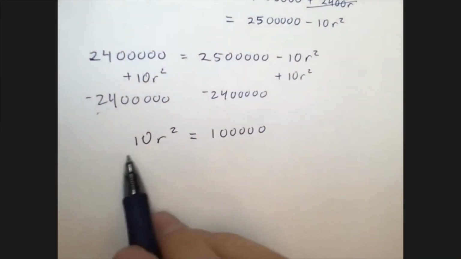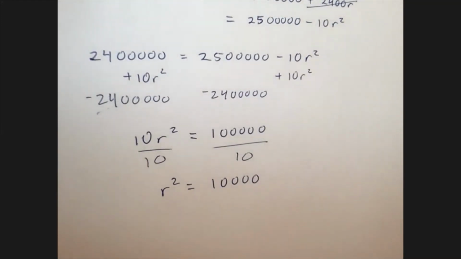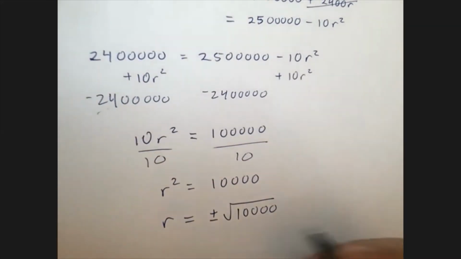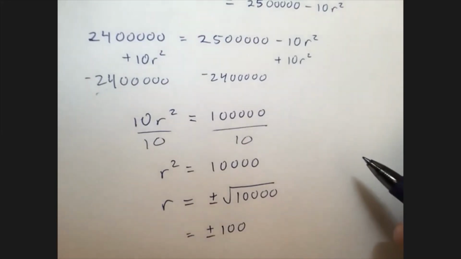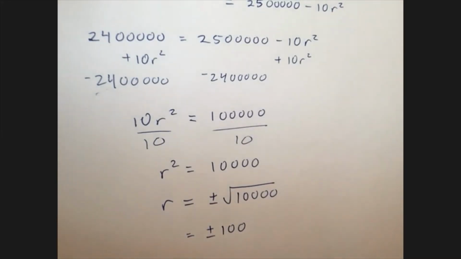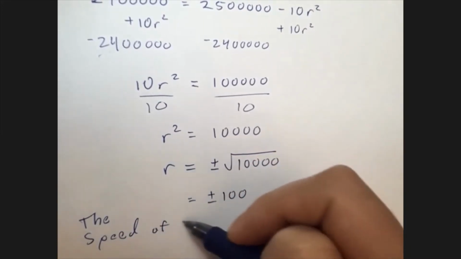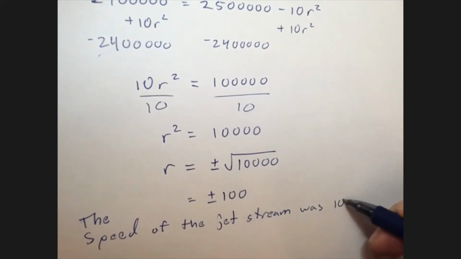Okay. Divide both sides by 10. So this is an equation we can solve pretty simply. If something squared equals this, that means r must be equal to plus or minus the square root of that. The square root of this, you just cut the number of zeros in half. So that's just plus or minus 100. It's plus or minus because we didn't indicate whether we were going against the jet stream or with the jet stream. So it could be with us or against us. They just want the speed of the jet stream, so 100. The speed of the jet stream was 100 miles per hour.